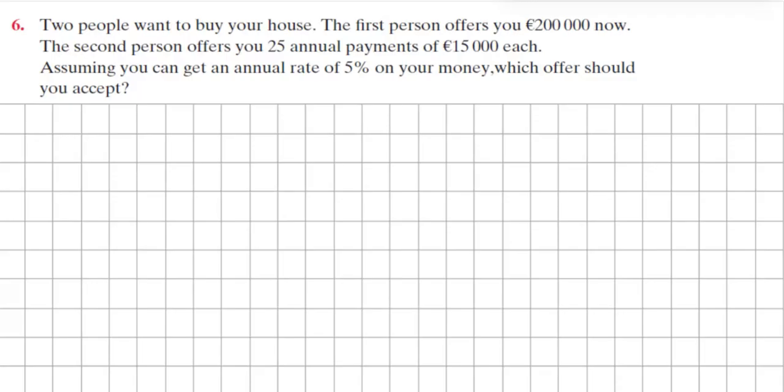Now, 2 people want to buy our house. Okay, 2 people want to buy your house. The first person offers you 200 grand now. The second person offers you 25 annual payments of 15 grand each. Assuming you can get an annual rate of 5% on your money, which offer should you accept?